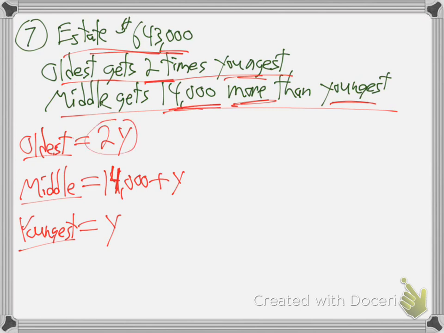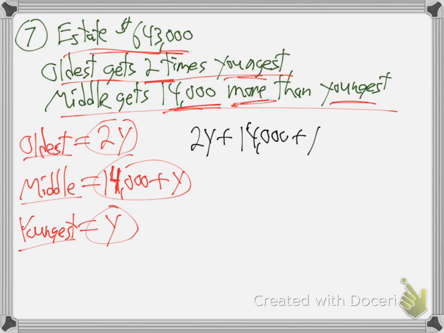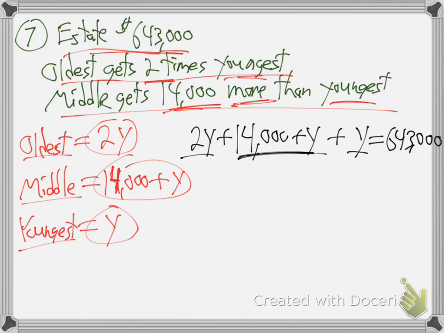So there we go. We have these 3 formulas. What are we going to do now with those 3 formulas? Yeah, they have to add up. So we take 2Y and 14,000 plus Y, oldest and middle, and then the youngest, don't forget the plain Y, and that equals 643,000. Sorry, I got a little scribbly. Let me clean that up a little bit. So there's the oldest, the middle, and the youngest. Don't forget the last Y. There's all three of them. They have to add up to be the whole money, 643,000.